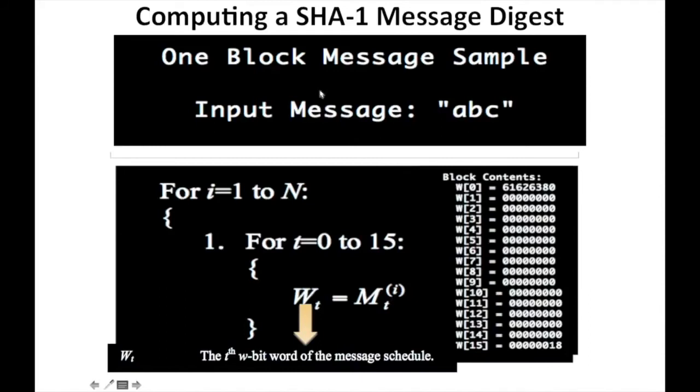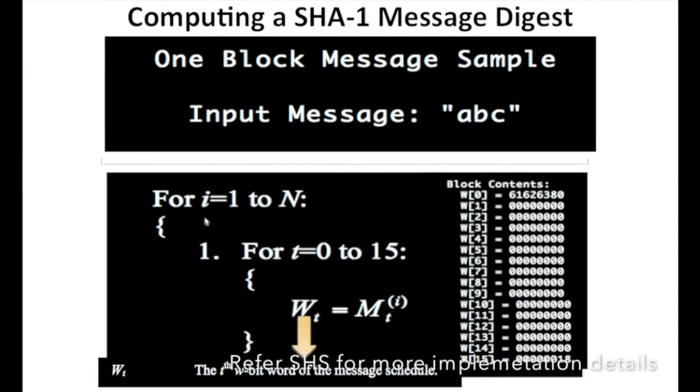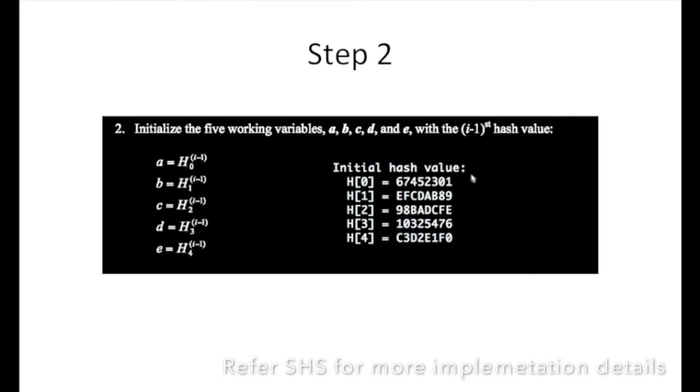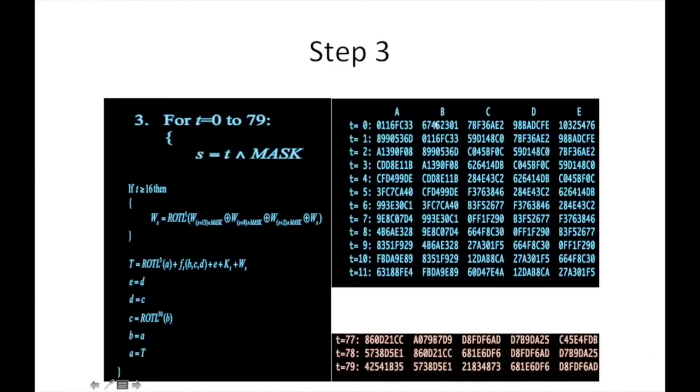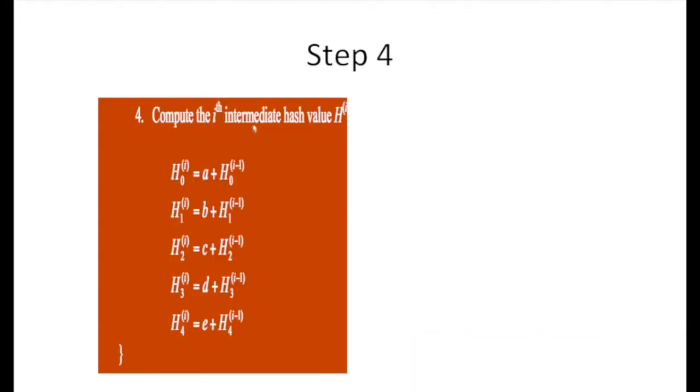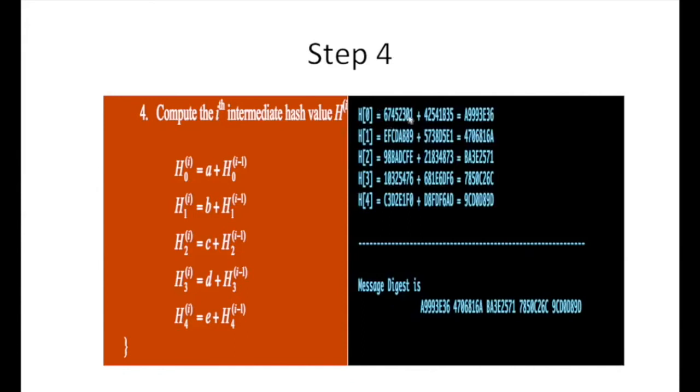The algorithm abstract. Here is the abstract algorithm to calculate the message digest of one block sample of 512 bits. In the first step, we iterate from i equals 0 to n, where n is the number of message blocks. Then prepare the message schedule. In step 2, initialize the 5 working variables a, b, c, d, and e with the initial hash value. In step 3, iterate from 0 to 79 and arrive at new 5 working variables a, b, c, d, and e. In step 4, compute the ith intermediate hash value H. After repeating steps 1 through 4 a total of n times, the resulting 160-bit message digest of the message is formed.